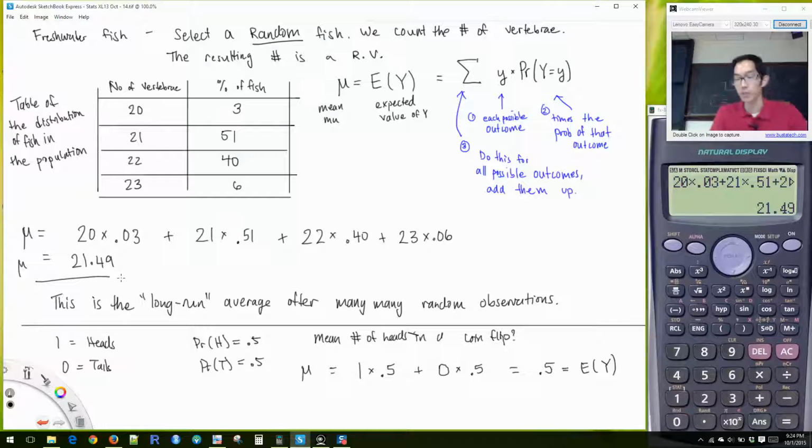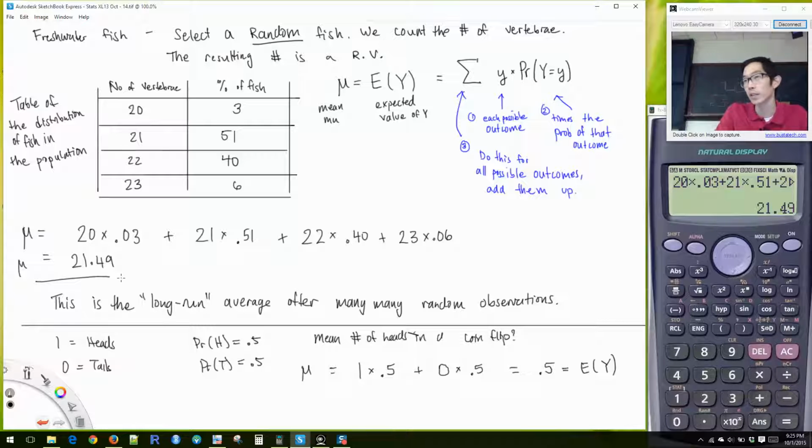Okay. So once we have the expected value, we can then also ask for the variance and standard deviation of a random variable. What is the relationship between the standard deviation and the variance? Standard deviation is the square root of the variance. Why do we even bother calculating a standard deviation or variance? What does it tell us when we're talking about a sample of data?